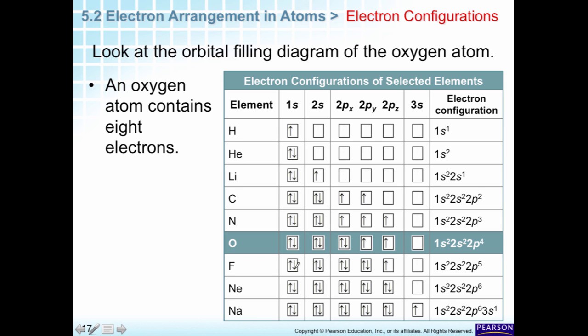Fluorine has 9 electrons, so this energy level is filled, this sublevel is filled, and in this sublevel we've gone 1, 2, 3, 4, 5. Okay. Neon has all of them filled, so we see everything is up and down. And then when we get to sodium, these are all filled. According to the Aufbau principle, we go up to the 3s, and then we have 3s1. Okay, so that's how we go through our orbital diagram. We're using the Aufbau principle, the Pauli exclusion principle, and Hund's rule. All 3 help us fill this puzzle.